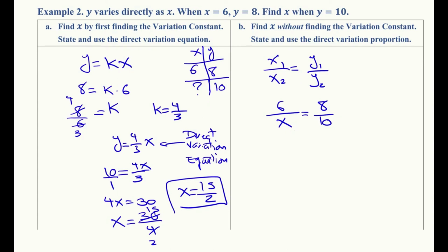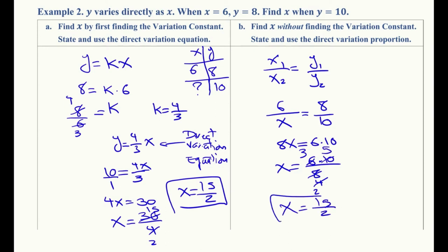But if you just want to get to a quick answer, this is by far the fastest method. So here we're going to get 8x equals 6 times 10. So x equals 6 times 10 divided by 8. Of course, 2 goes into 8 4 times, into 6 3 times. Also, 2 goes into 4 2 times, and into 10 5 times. So we get x equals 15 over 2. Of course, we get the same answer.